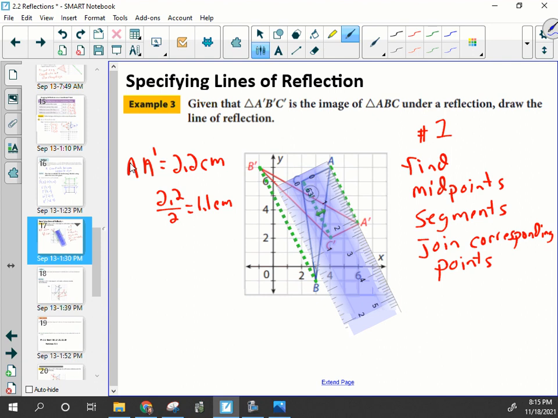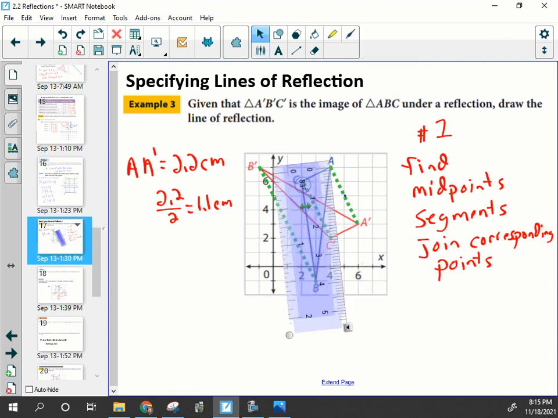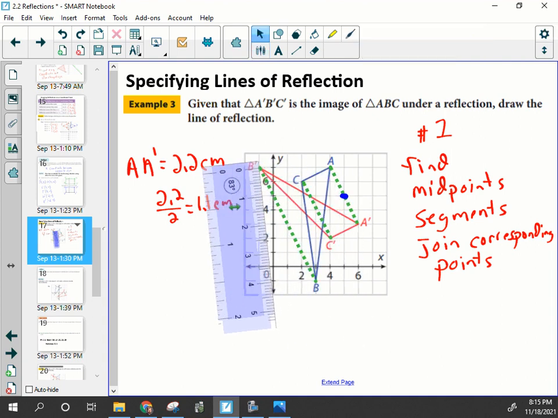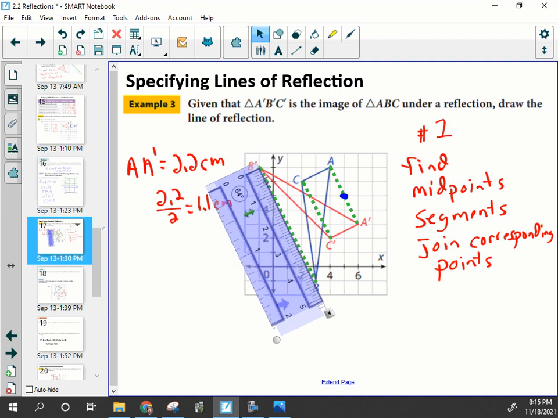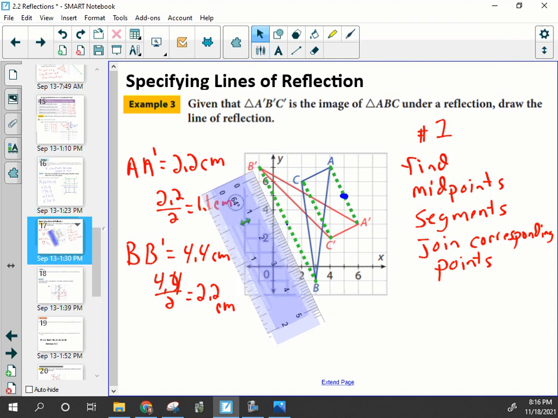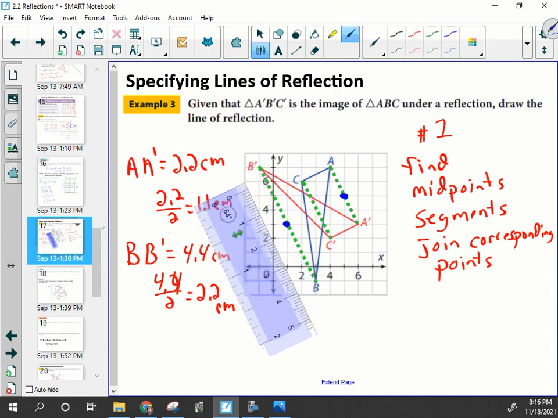So I find where 1.1 is. There it is. I made just a little dot there. Move my ruler. There's the midpoint of A prime. Next, I'm going to measure B to B prime, and you'll notice I get 4.4 centimeters. Half of that is 2.2 centimeters. So I find 2.2 and make a dot there to mark it. Make it a little bigger. There's my midpoint of B prime.